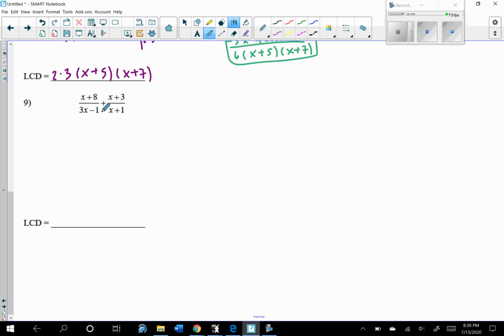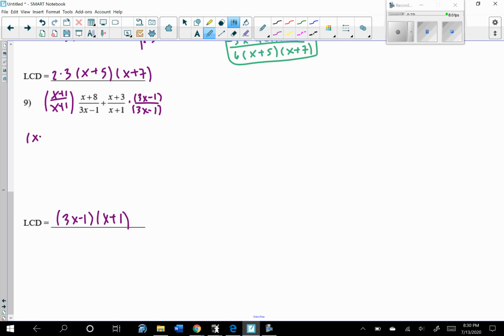So looking at this one, I cannot factor either of these, so that means the LCD is going to be 3x minus 1 times x plus 1. So that means this I need to multiply by 3x minus 1 over 3x minus 1. And over here, I need to multiply this by x plus 1 over x plus 1. So remember, if you have a binomial times a binomial, you need to FOIL. So we're going to have to FOIL all of these.